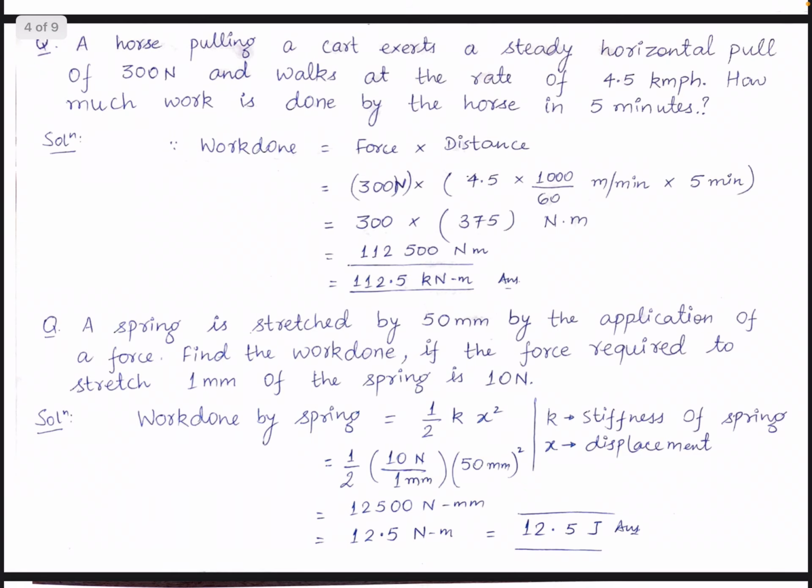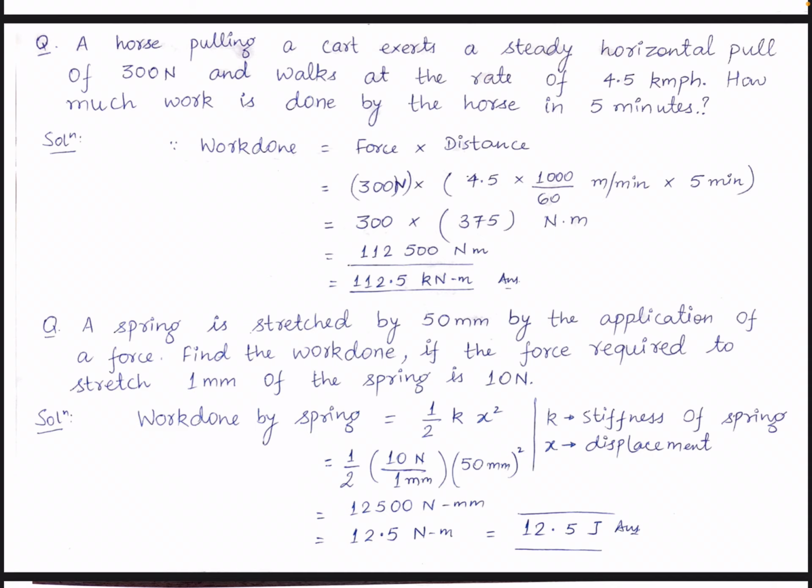Now let us see a few very simple examples. A horse pulling a cart exerts a steady horizontal pull of 300 Newton and walks at the rate of 4.5 km per hour. How much work is done by the horse in 5 minutes? We have speed and time. We will calculate the displacement, and displacement multiplied by the force will be the work done. So you will get 112.5 kilonewton meter.